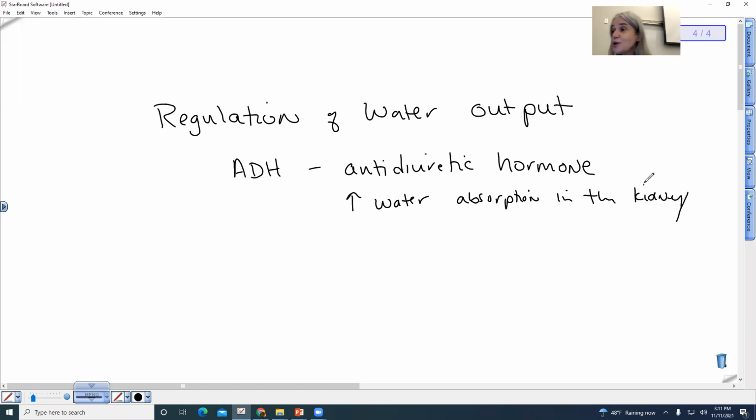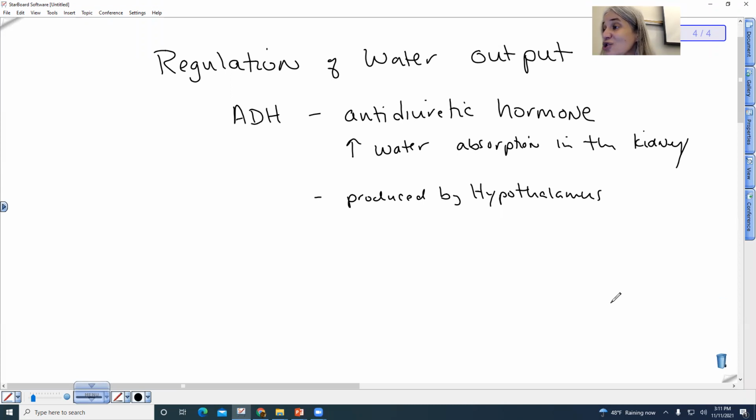So this ADH is produced by the hypothalamus. The hypothalamus produces this, and then it is stored in the posterior pituitary, which is right next to the hypothalamus.